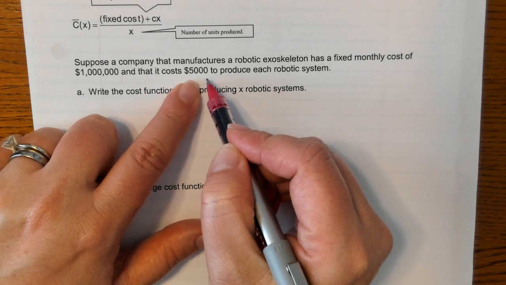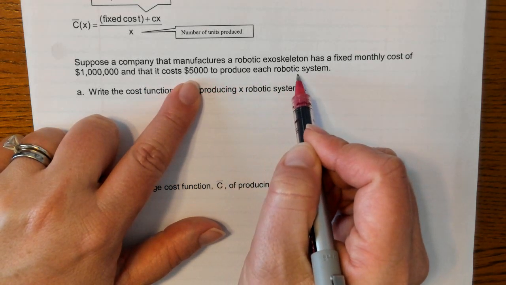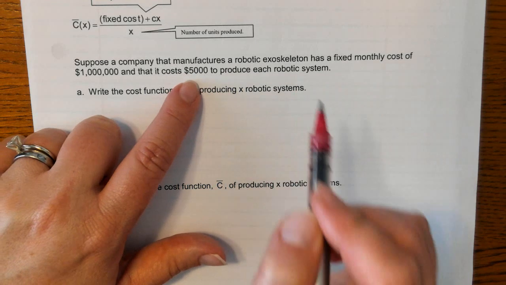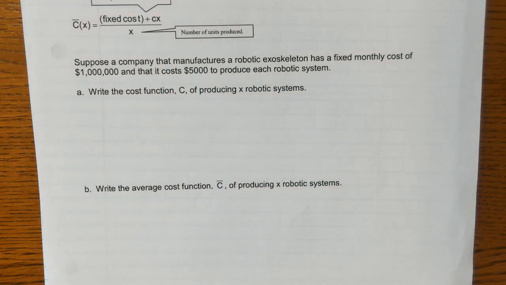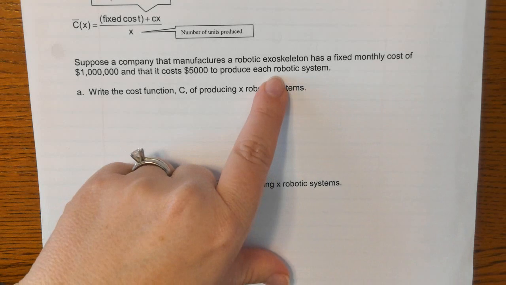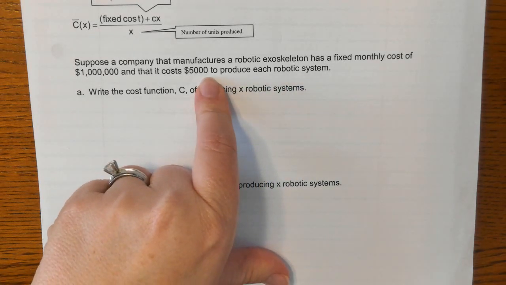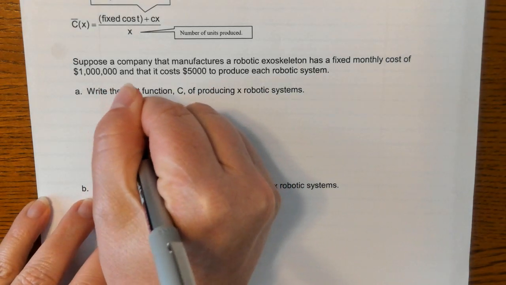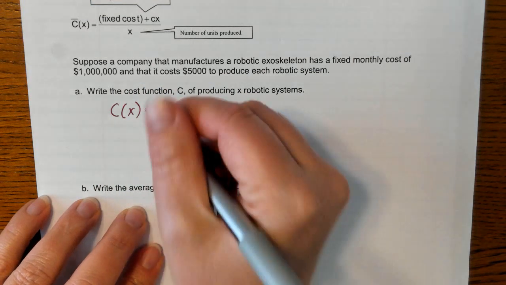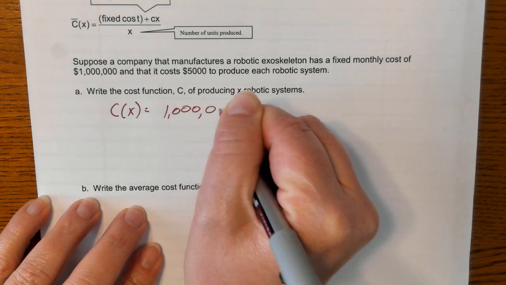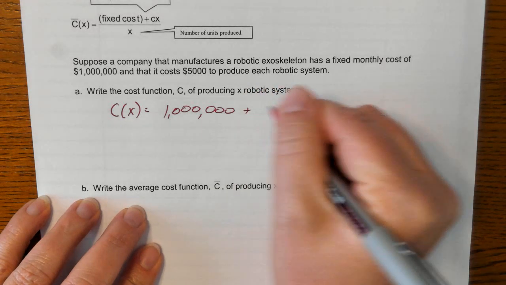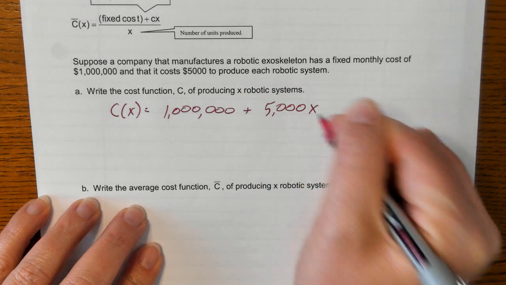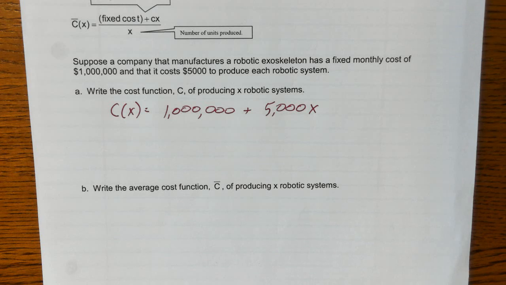And then it costs them $5,000 to produce each robotic system. That $5,000 is probably for the metal and the plastic and the shipping materials for every single robot that they make. Every robot they make, they pay $5,000 up front for the materials. So our cost function is how much money they spend. Well, they spend $1 million up front plus $5,000 times however many robot skeletons they make.